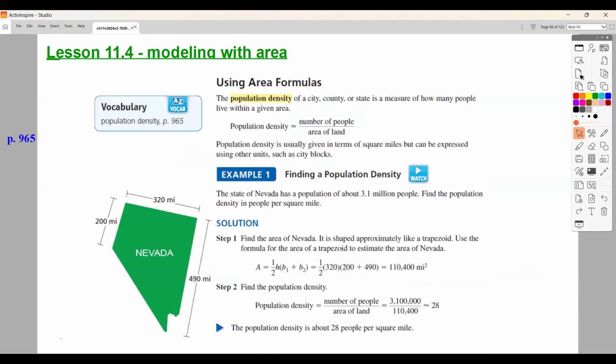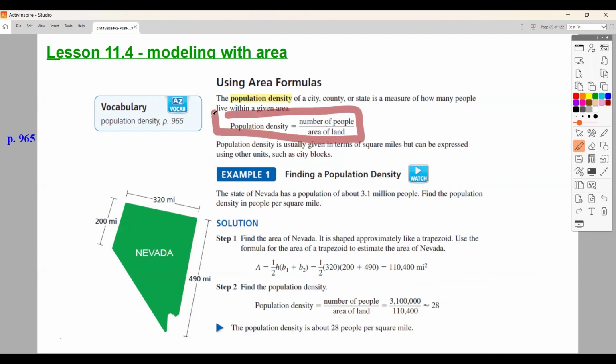Okay, now let's try some other examples. This is in your book on page 965, okay? So here we have the state of Nevada. So the state of Nevada, we're gonna calculate its population density. Formula, as I specified earlier, population divided by area.